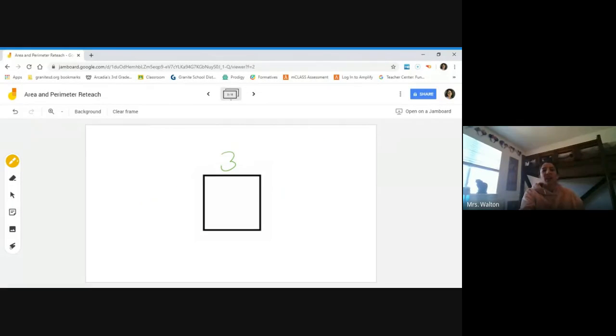So if we have a square here, and we know that in a square all of our sides are going to be the same. So this is going to be 3, this is going to be 3, and this is going to be 3. But we only need two sides, so we're going to use this 3 and multiply them together. 3 times 3 is 9, so our area is 9.